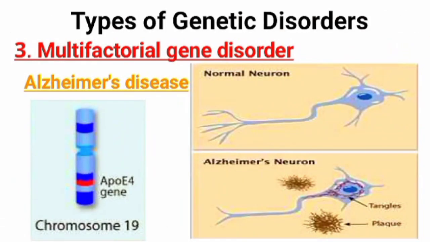Now, the third type of genetic disorder is multifactorial gene disorder. Multifactorial gene disorder is a complex disorder where there are mutations in two or more genes. Often lifestyle and environment also play a role. Alzheimer's disease is an example of multifactorial gene disorder.